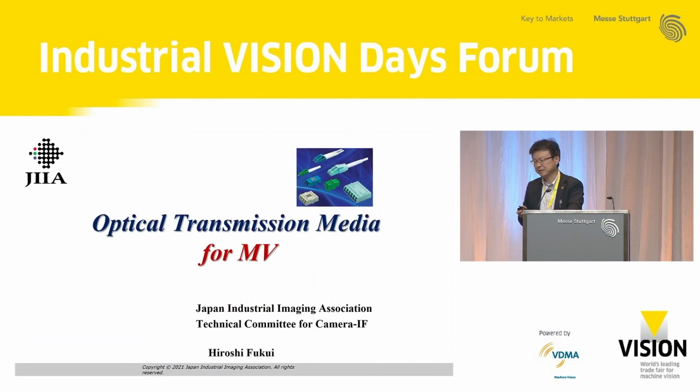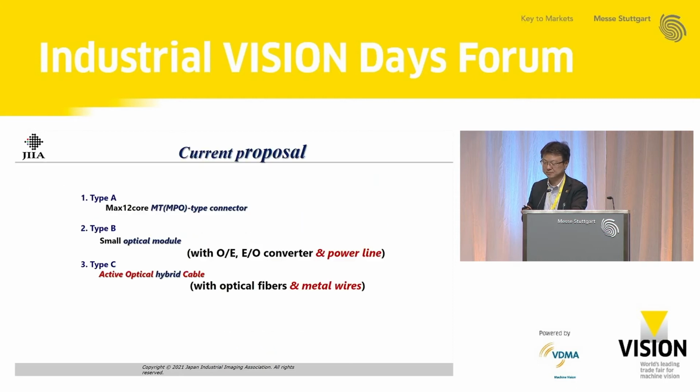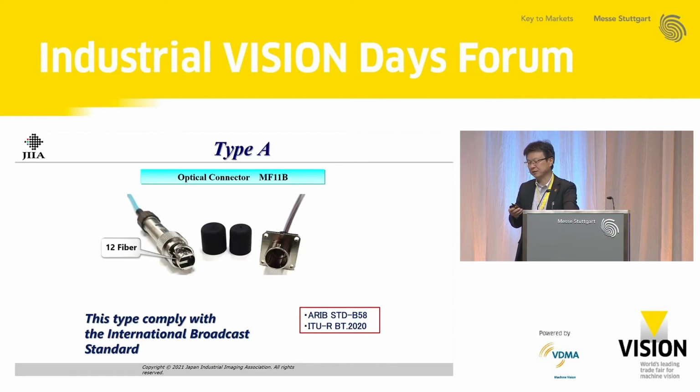And next, optical transmission media for machine vision. There are 3 types. Type A, max 12 core, MT type connector. Type B, small optical module. Type C, active optical cable, hybrid cable. This is a type A optical connector, MF11B. The fixture is 12 fiber. This type complies with international broadcast standard.